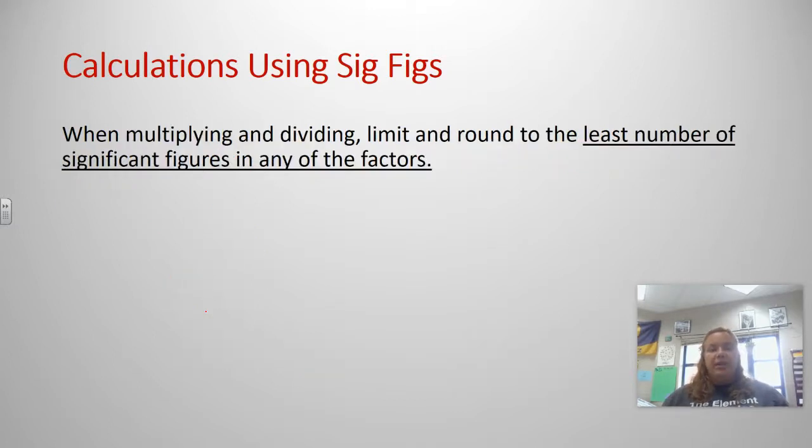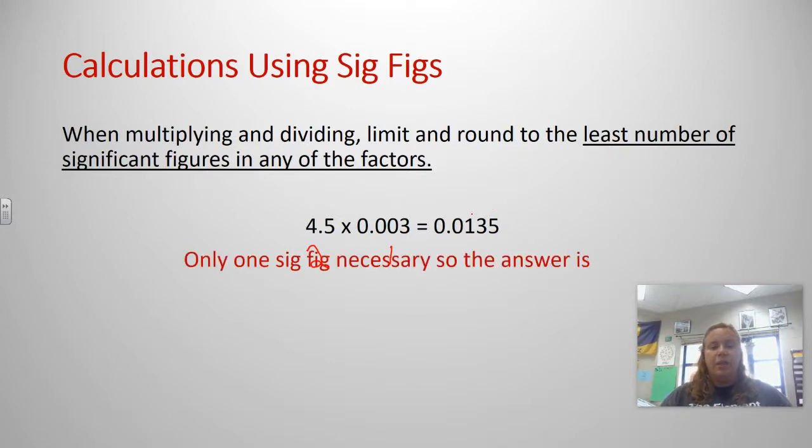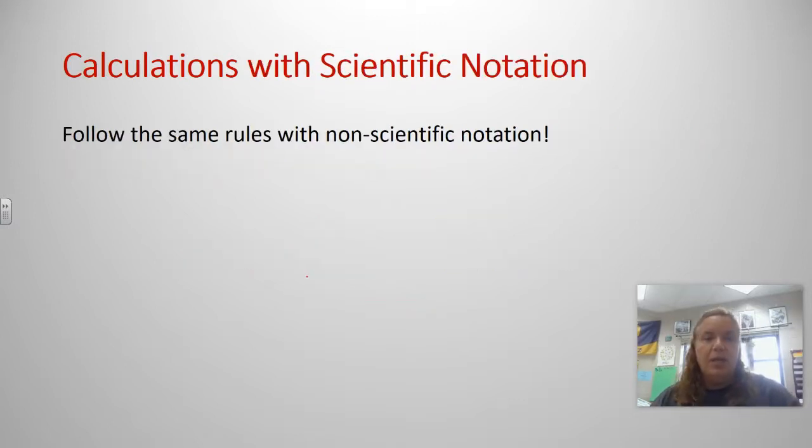Calculation using sig figs when multiplying and dividing. We're going to limit and round to the least number of sig figs in any of the factors. So in this case here, the 4.5, we have 2 sig figs. With 0.003, we only have 1 sig fig. So because we have 1 sig fig, only 1 sig fig is necessary, so the answer is 0.01. Okay, remember this is that 0.01. Those zeros are leading zeros.